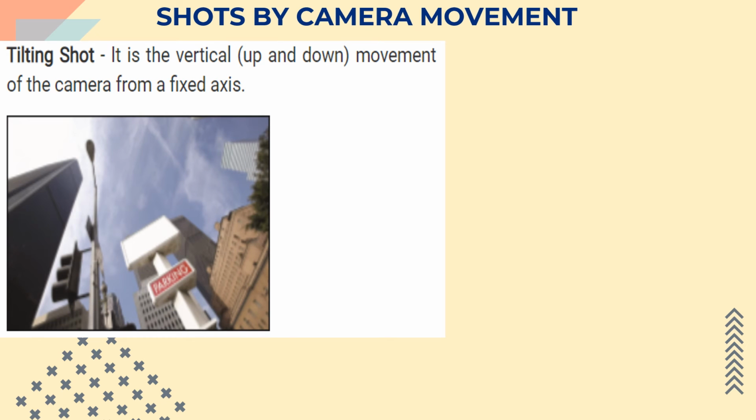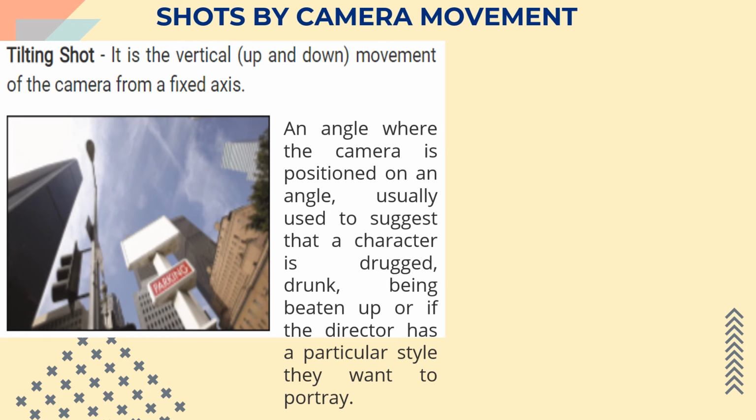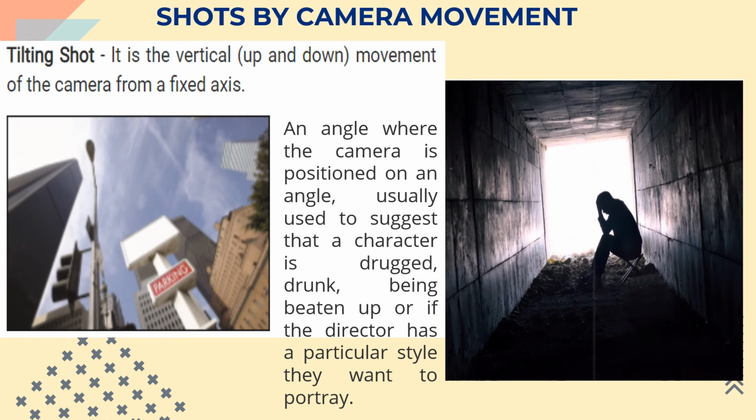Next is the tilting shot. It is the vertical movement of the camera from a fixed axis. It is an angle where the camera is positioned on an angle, usually used to suggest that the character is drunk, being beaten up, or if the director has a particular style they want to portray. So this is another example of the tilting shot.